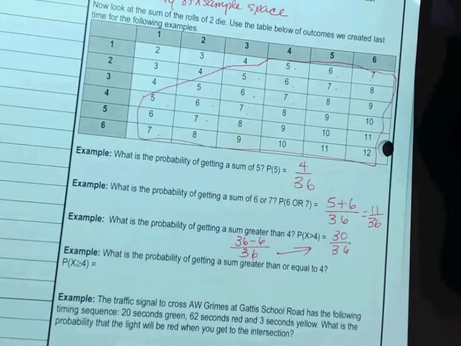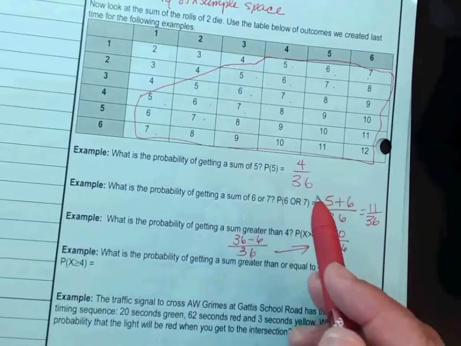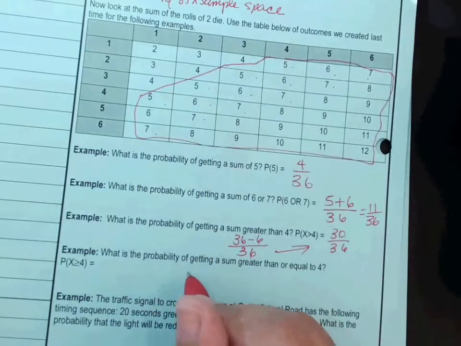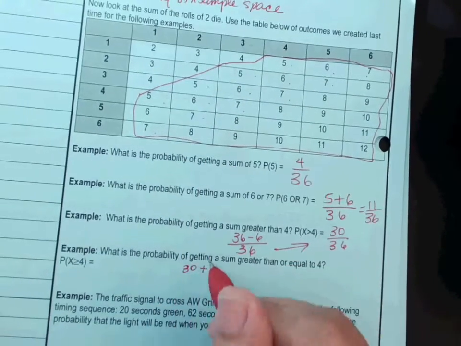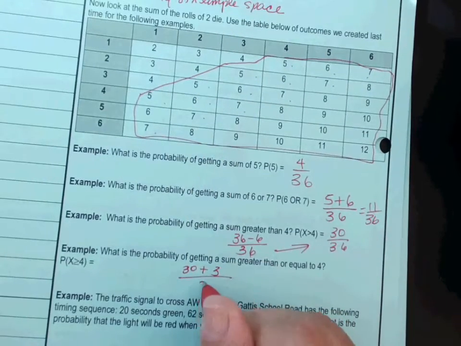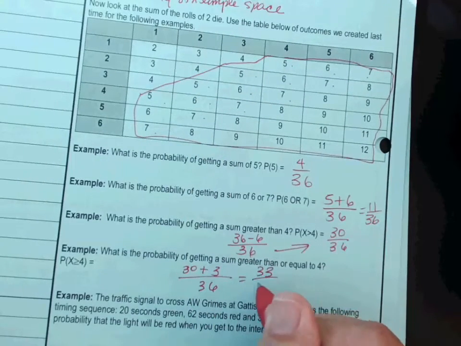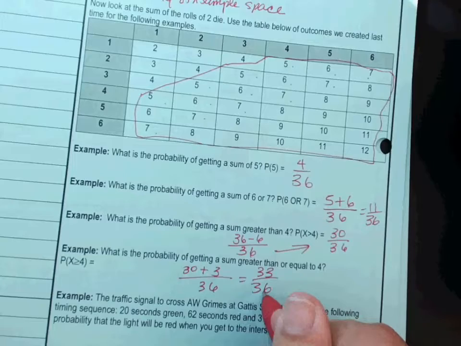What is the probability of getting greater than or equal to 4? Well, here's the greater than 4, and here's the equal to 4. So I'm going to go to my answer for greater than 4 and add in the 3 that equal 4. And I get 33 over 36.